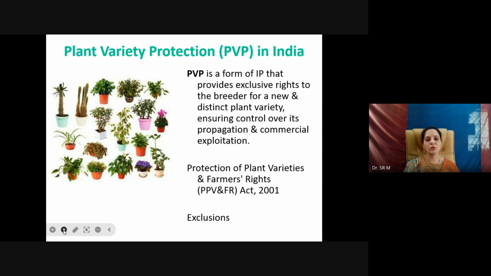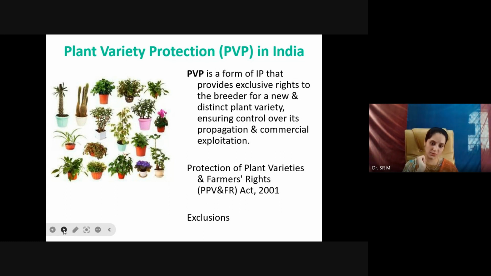The protection period for plant varieties also varies. Any guesses from the audience? What will be the protection period for the plant varieties? What will be the duration? Any guesses? Okay, no problem. As I told you, this protection period varies between plant varieties.